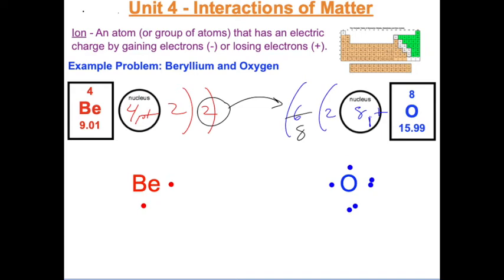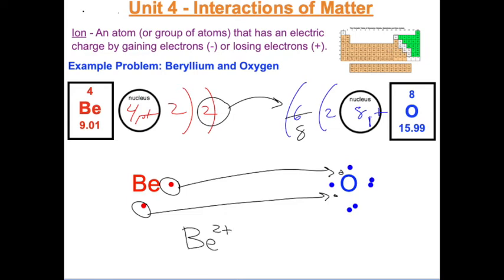We can show this much faster with an electron-dot diagram. The 2 valence electrons in beryllium's outermost shell move over to oxygen's outermost shell. Both atoms now have full outermost shells. Since beryllium lost 2 electrons, it has a 2 plus charge. Oxygen gained 2 electrons, it has a 2 minus charge. The oppositely charged ions attract, and they form a chemical bond.